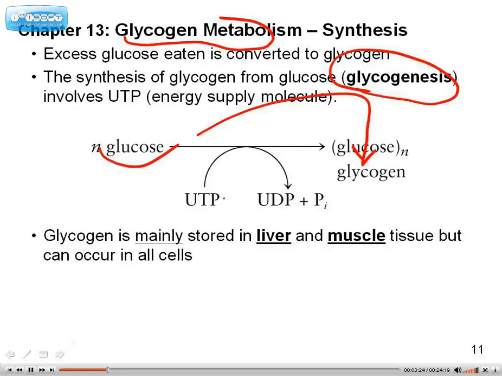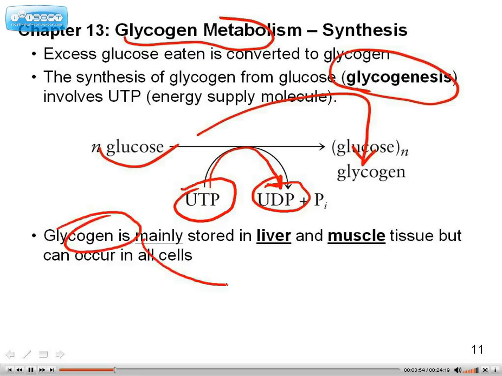It requires a unique type of battery called UTP. And UTP gives off a phosphate in order to power up the glycosidic linkages of the glucoses to form glycogen. So it gives it up, forming UDP. So think of UTP as just like ATP, where it provides the energy in order to build up the glycogen. Glycogen is mainly stored in the liver and the muscle.